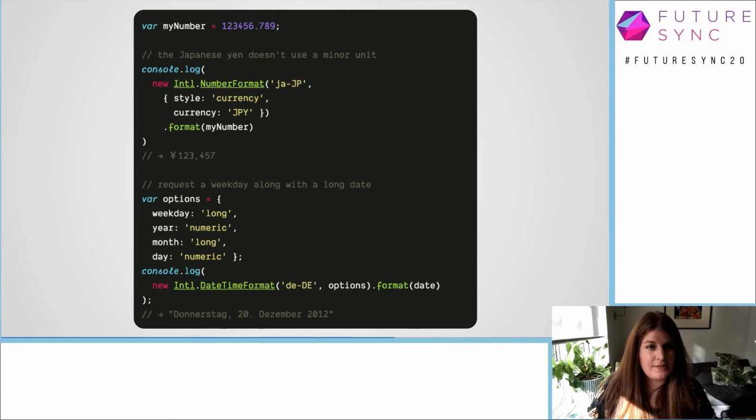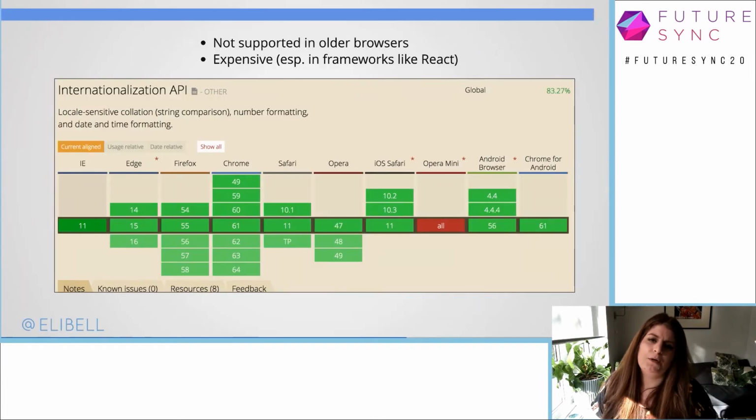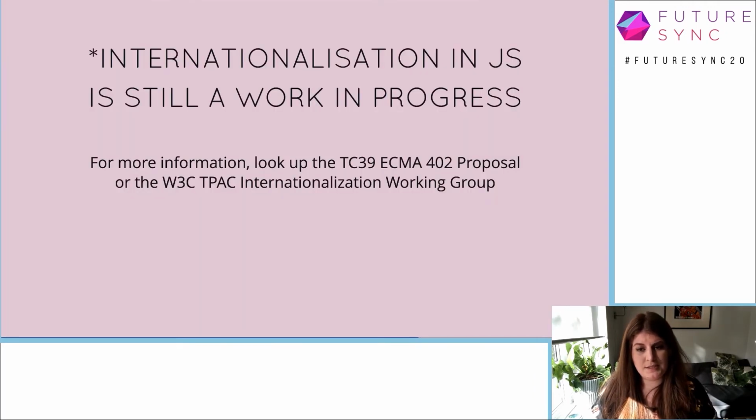The problem is that you'll notice that you have to set up the options for each of these constructors. So it starts getting expensive quite quickly and really messy to administer if you're doing it in vanilla JavaScript. There are also some browsers that don't support it, or some older browsers, so make sure to polyfill it if you are internationalizing. And it's also still a work in progress in JavaScript. So if you are interested, you can Google the TC39 proposal or the internationalization working group, if that's something that you're interested in. But I won't talk about that.